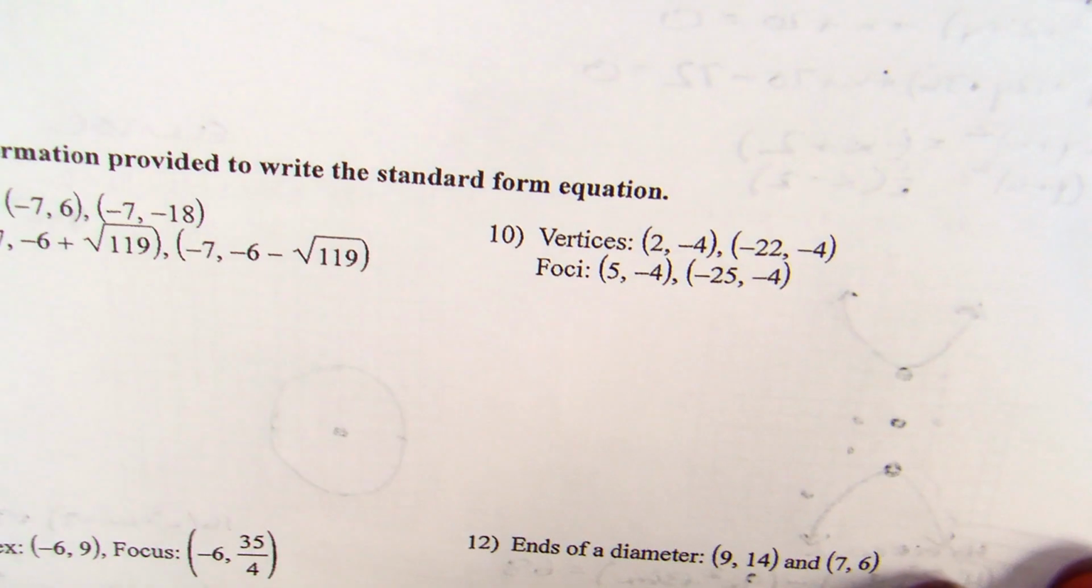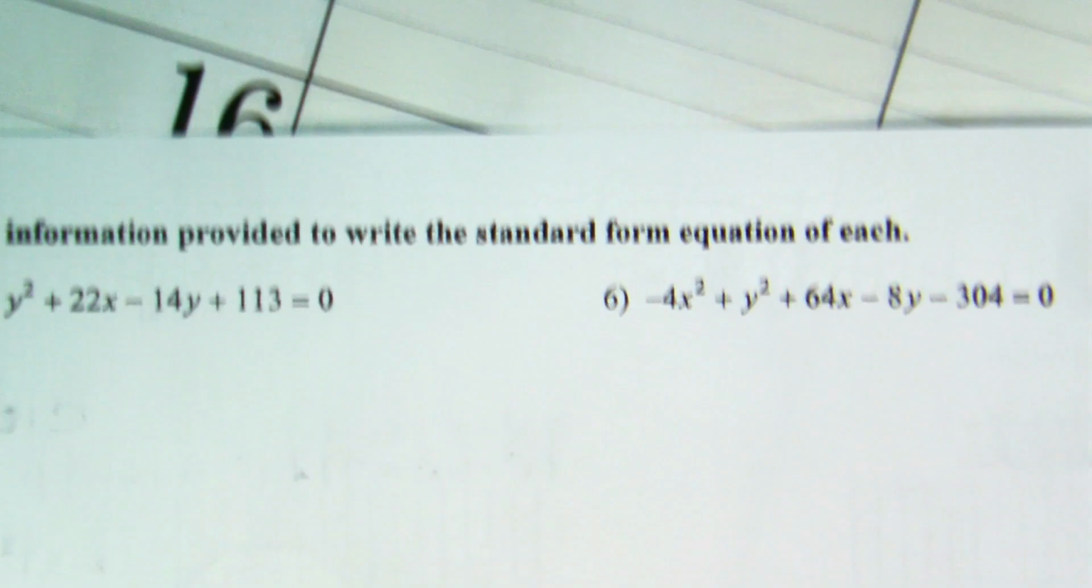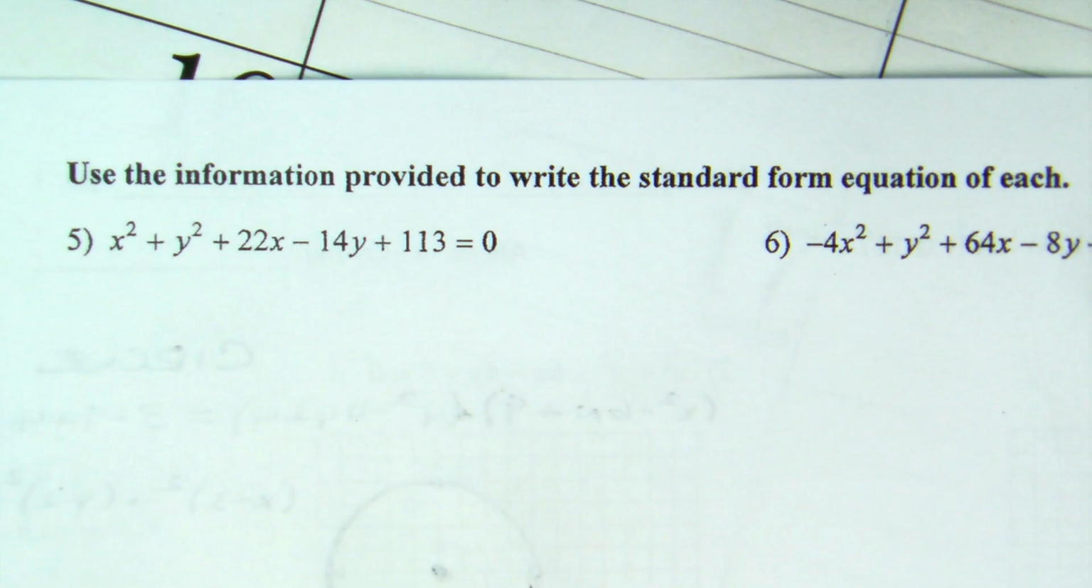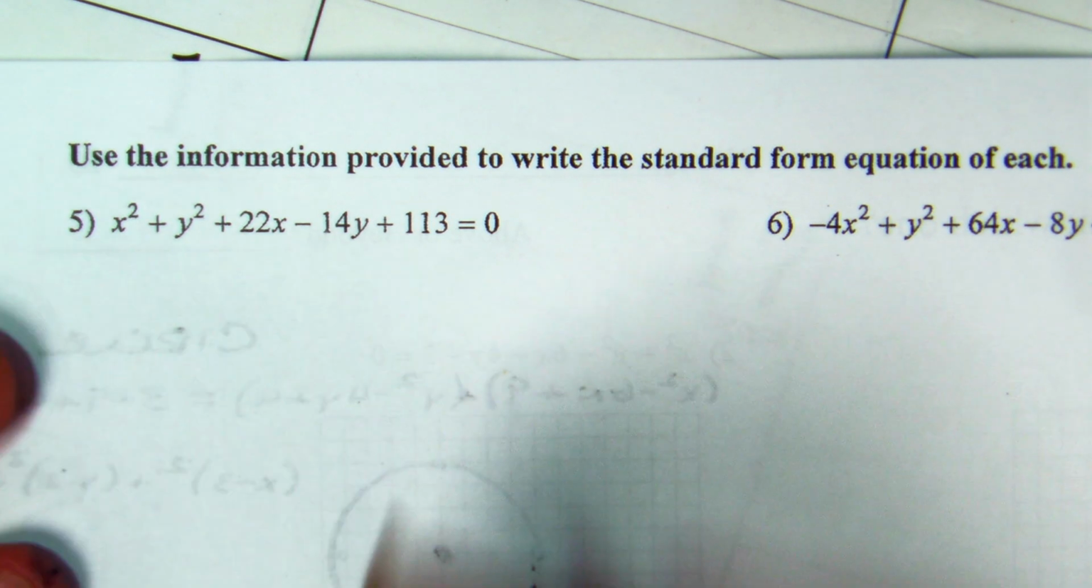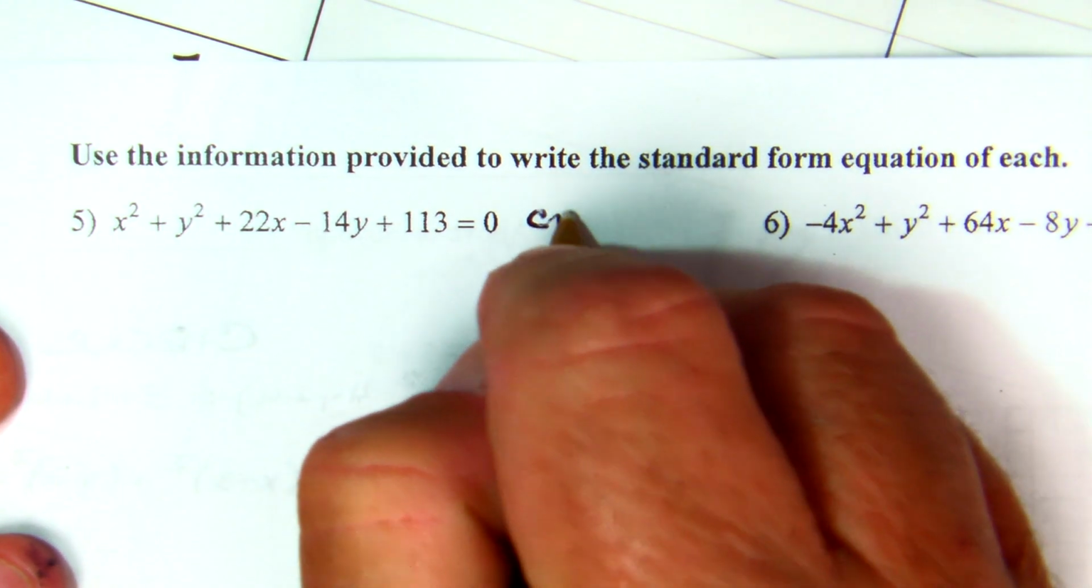All right. Now, use the information provided to write the standard form equation of each. Number 5, x squared, y squared. Same coefficients. Got to be a what? Circle.